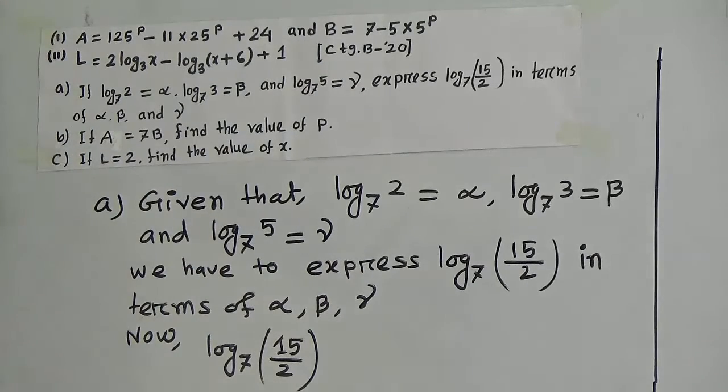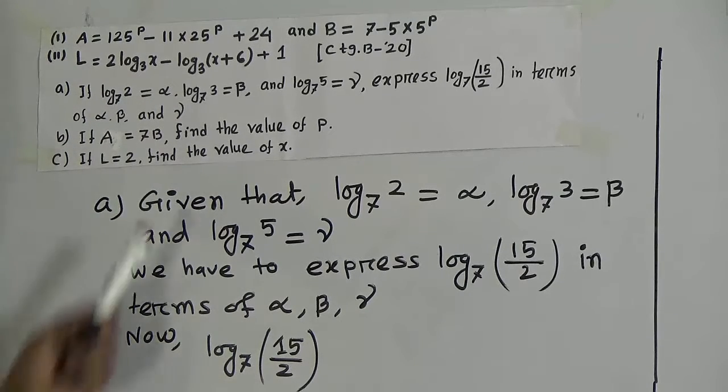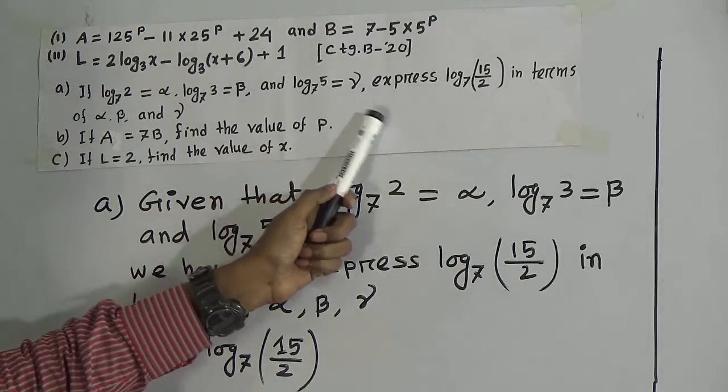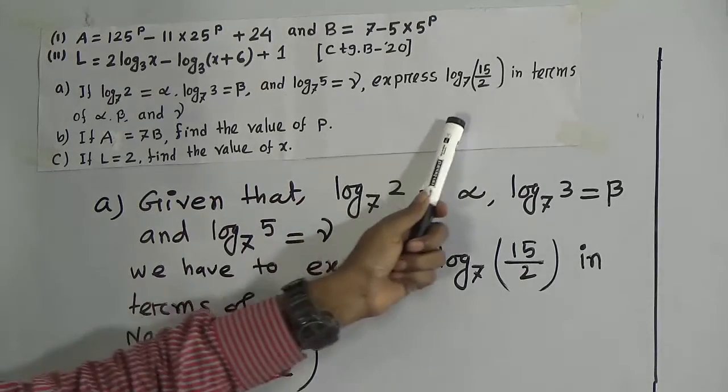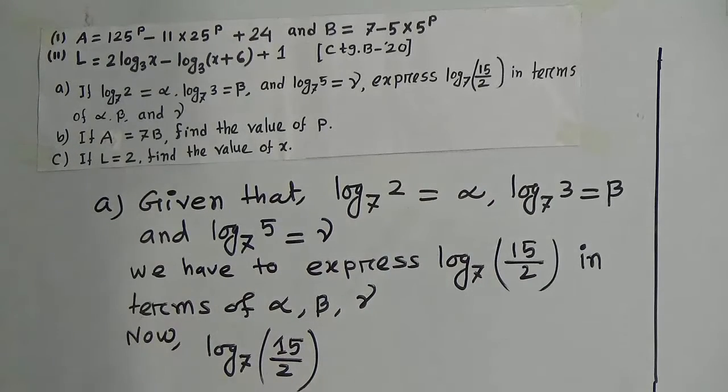Now A number question: log 7 2 equal to alpha, log 7 3 equal to beta, log 7 5 equal to gamma. Express log 7 of 15 by 2 in terms of alpha, beta, gamma. Okay? Okay students, so I will solve A number first.